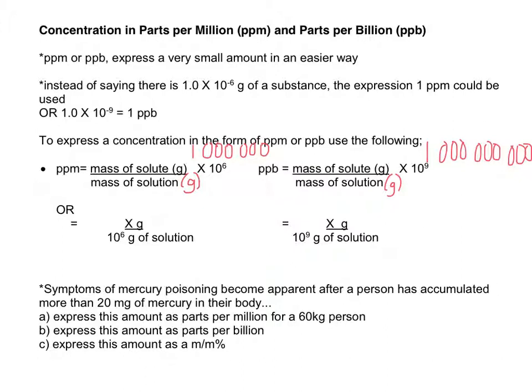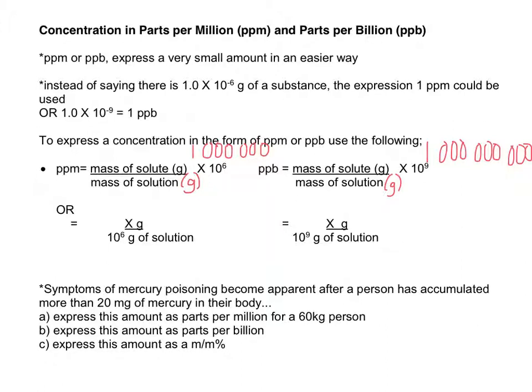Another way you can look at it is to take whatever quantity you're given of the solute, and put that over top of 10 to the 6 grams of solution. It's essentially the same thing. That'll make sure it actually gets into the parts per million or parts per billion format.